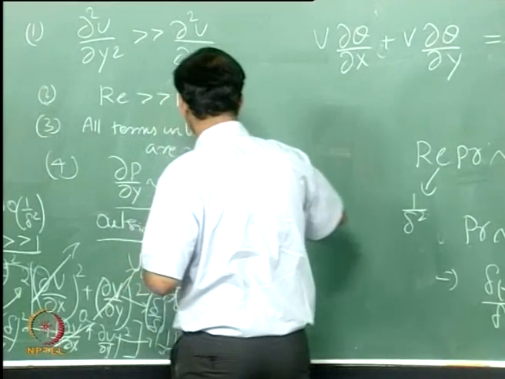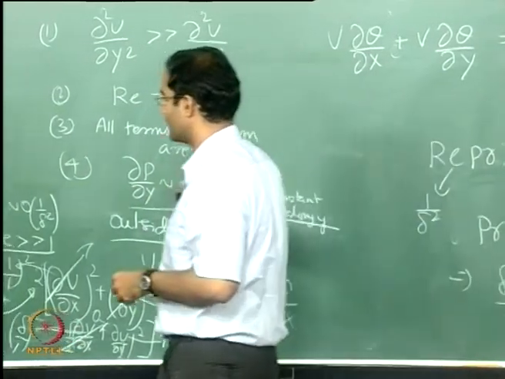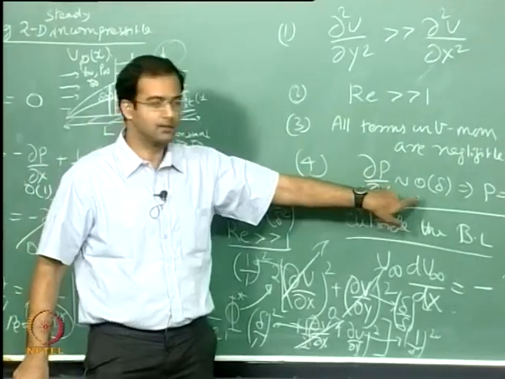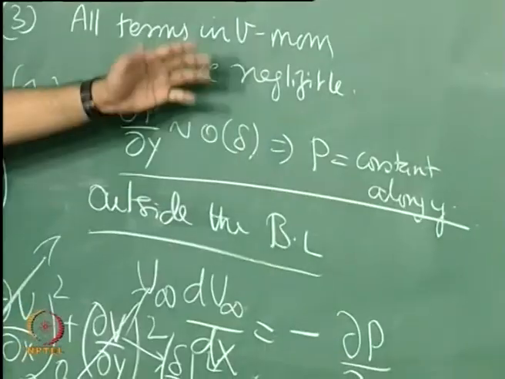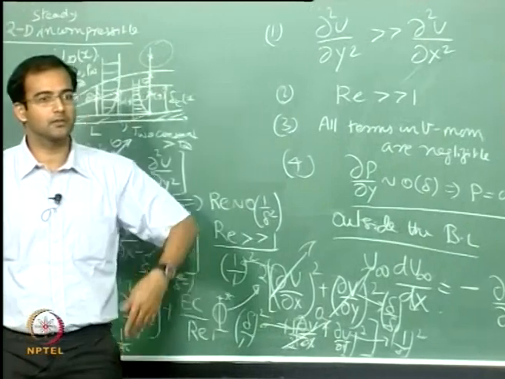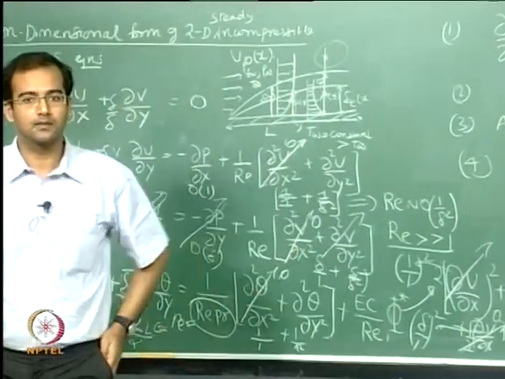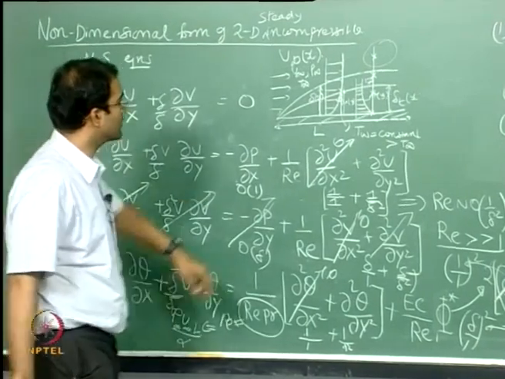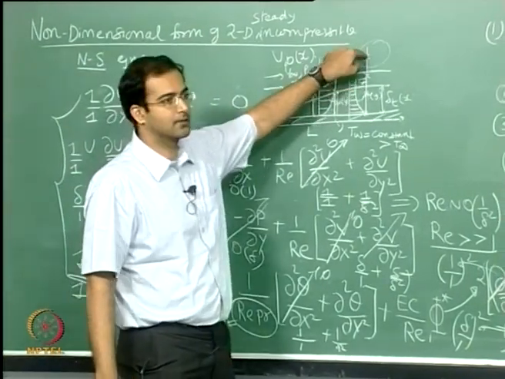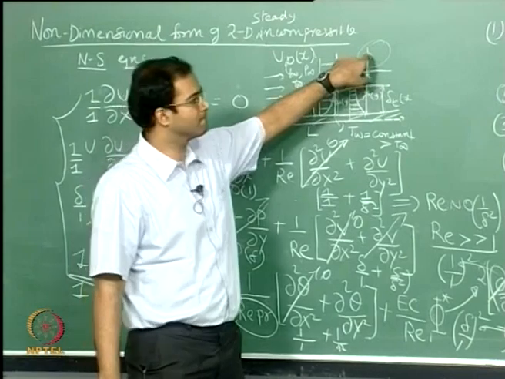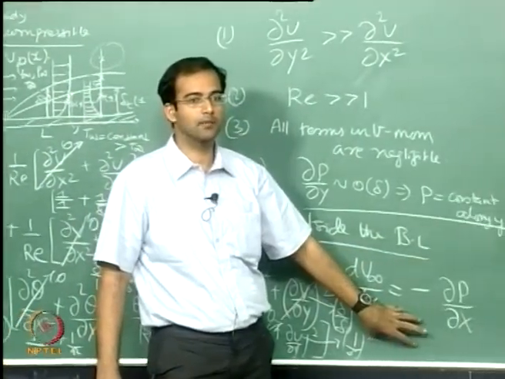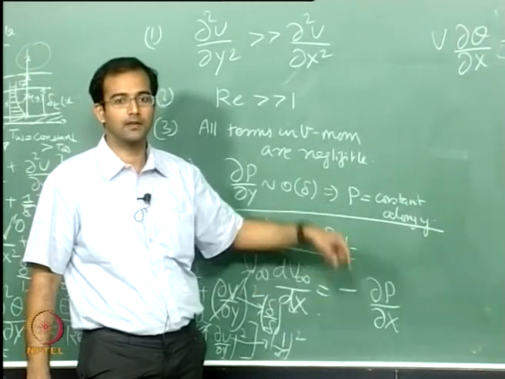This point is coming directly from the y momentum equation, right? So this is correct. What it directly tells you is that your P should be invariant along y. Therefore if you calculate your pressure somewhere outside the boundary layer using the Euler equations, the same pressure will be valid even inside the boundary layer.